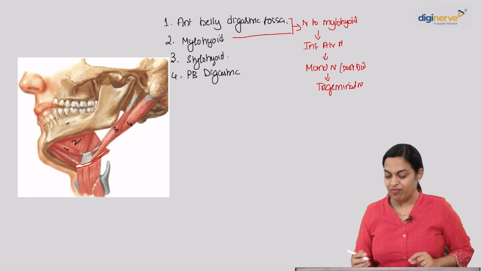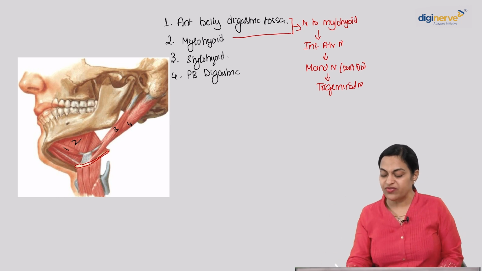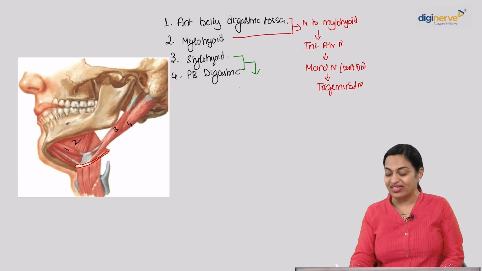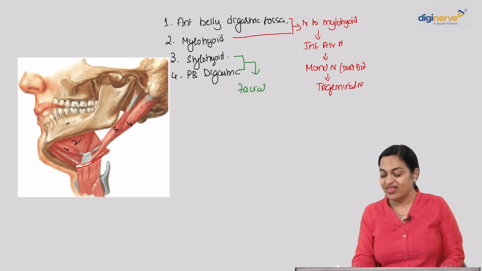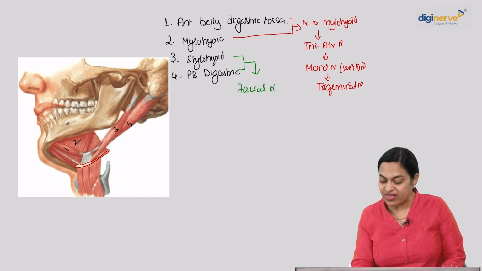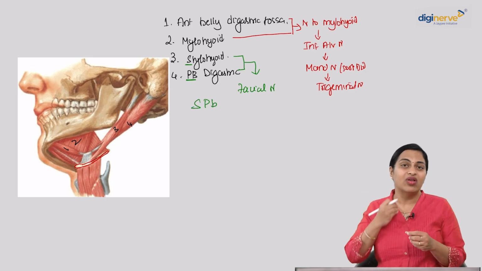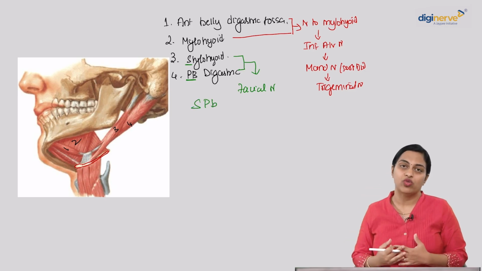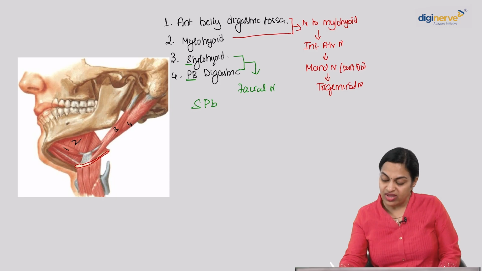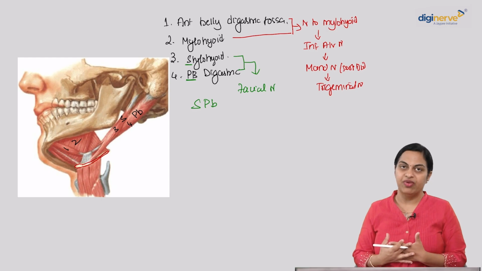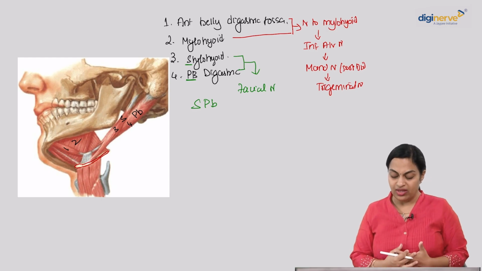Yes, it is important. Coming to the nerve supply of stylohyoid and posterior belly of digastric, it's by the facial nerve, the 7th nerve. These muscles, I call it as the SPB muscle, because during dissection, there's always a confusion which one is above and which one is below. So remember, the S is above, stylohyoid is above, the PB is below. Okay, SPB muscle.